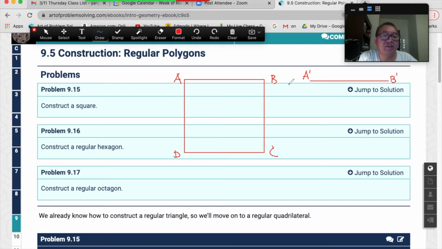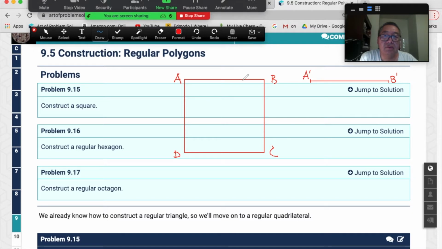Then you can use a compass to measure the length of AB to make A prime B prime equal AB. You start from here, you measure this, then you draw this, then the intersection point we will call B prime. By this way, you make A prime B prime equal AB. Now, the key point is how we can find these two vertices, C and D.